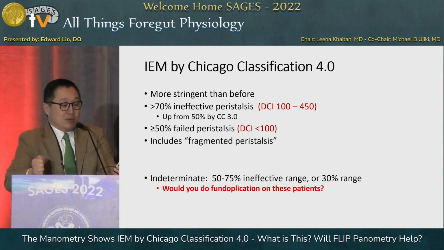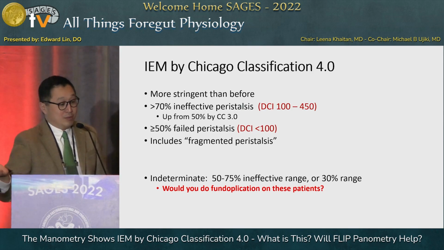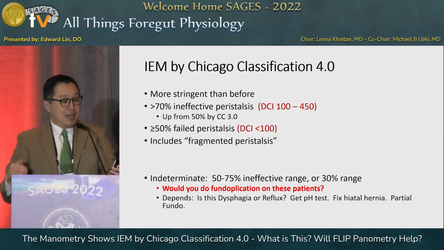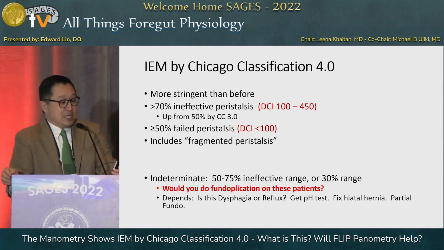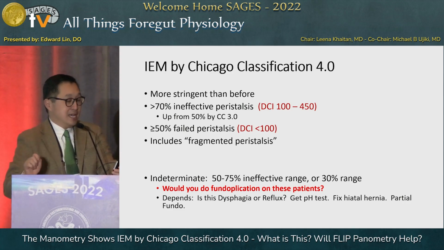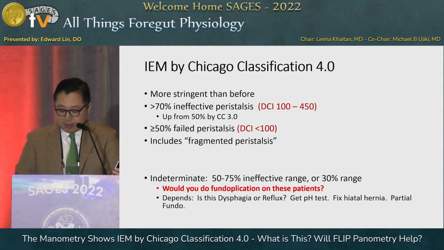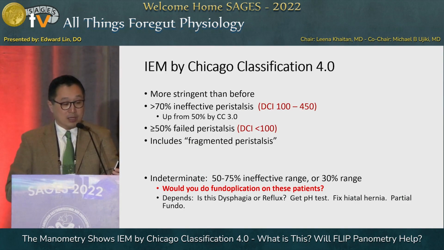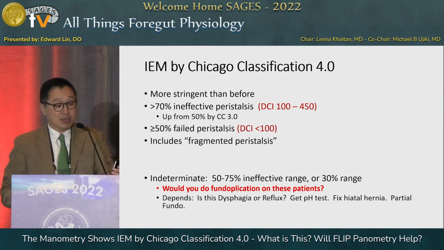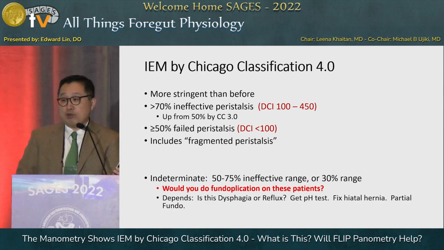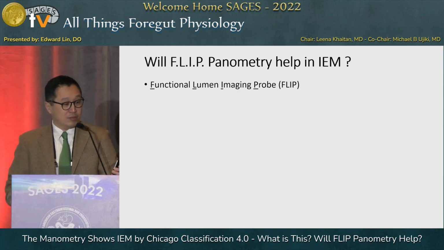The indeterminate ones are still a big problem for us. And the question is, would you do a fundoplication on these patients, right? My recommendation is this. Is this dysphagia or reflux? You need to tease that out. pH studies will help you with that. You have to fix the hiatal hernia. There's more and more data that shows that fixing the hiatal hernia properly actually eliminates a lot of the reflux, and sometimes you don't need to do a fundoplication. If you're pushed, I would do some type of partial fundoplication.